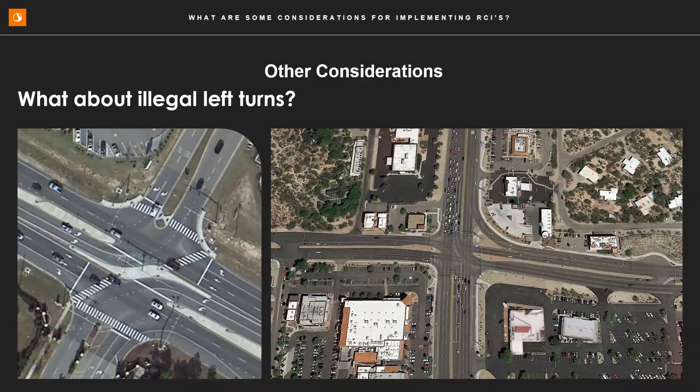Now, I know with this situation on the right with Oracle and West Ina, it's two arterials intersecting. So with a situation like that, it very well could be worthwhile to look at other types of intersections that may allow for more movements, but still operate more efficiently than just removing the left turns from Ina.